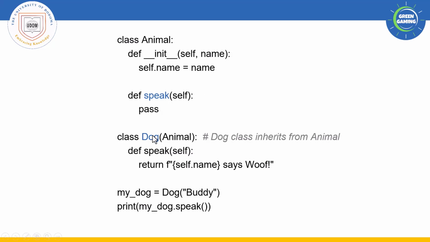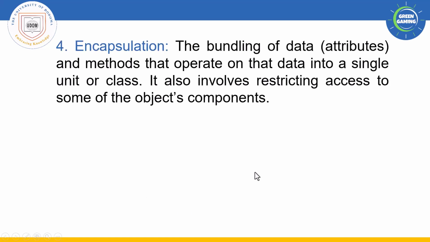As you see here, the Dog class inherited from the Animal class. So Dog is a child, and Animal is a superclass or parent class from which Dog inherits. A dog can speak also, but what can it speak? A dog can say woof. So my dog as an object, we say my_dog Buddy. If I print my_dog.speak, this will print that Buddy says woof. That is what we call inheritance.